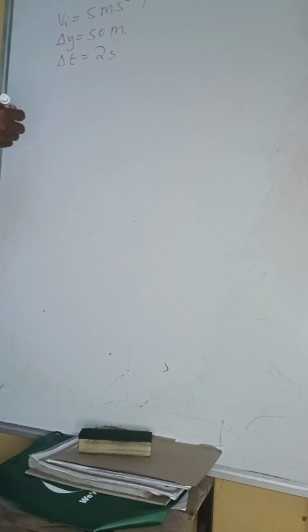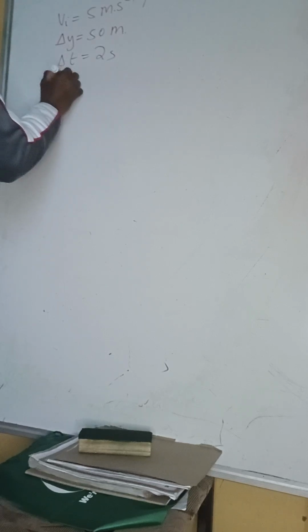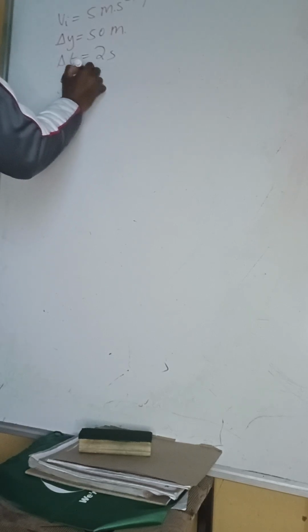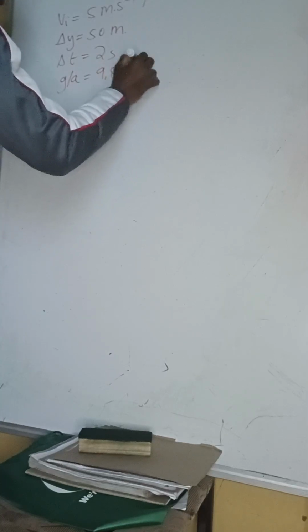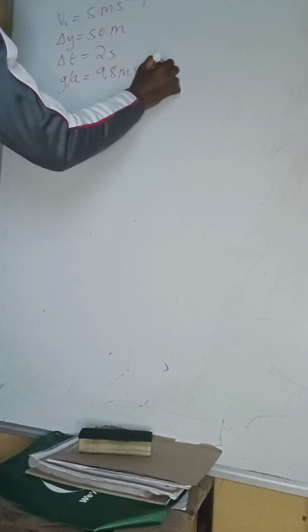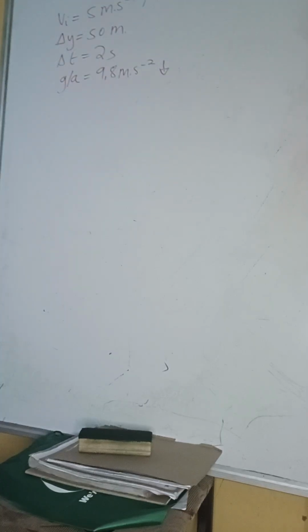Some educators use g, others use acceleration. It is 9.8 meters per second squared. It is always going where? It is always going downwards.